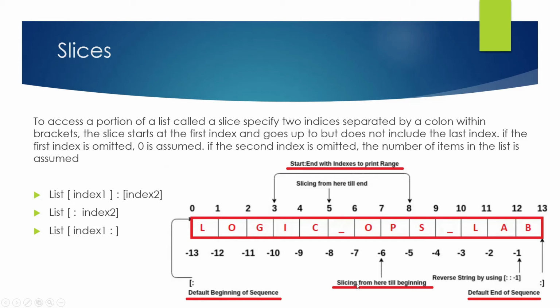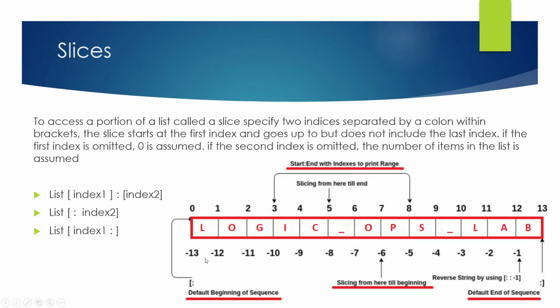Now slicing from here till the beginning. In case you want to access any element from the reverse order, you can put a minus. If it starts from 0 over here till the end is 13, on the reverse part it always starts from minus 1. It does not start from 0. So minus 1, minus 2, minus 3, minus 4 till the end of the element. Okay, so that's how it works.